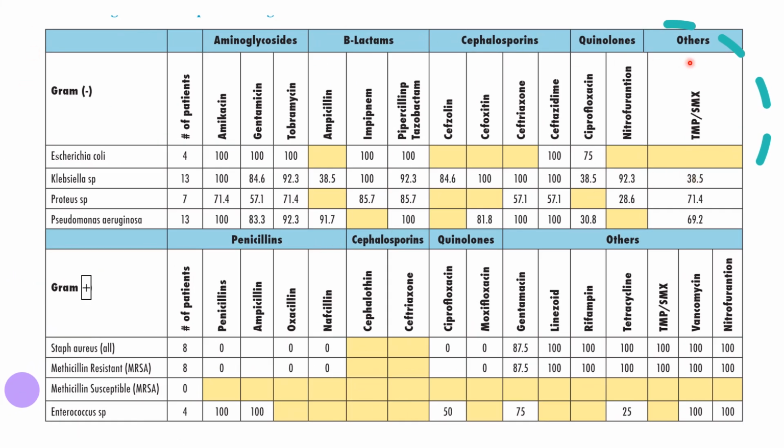This is an example of an antibiogram. Let me explain it to you. These are examples for the gram-negative organisms, and these are examples for gram-positive organisms. So how can we read this table actually?